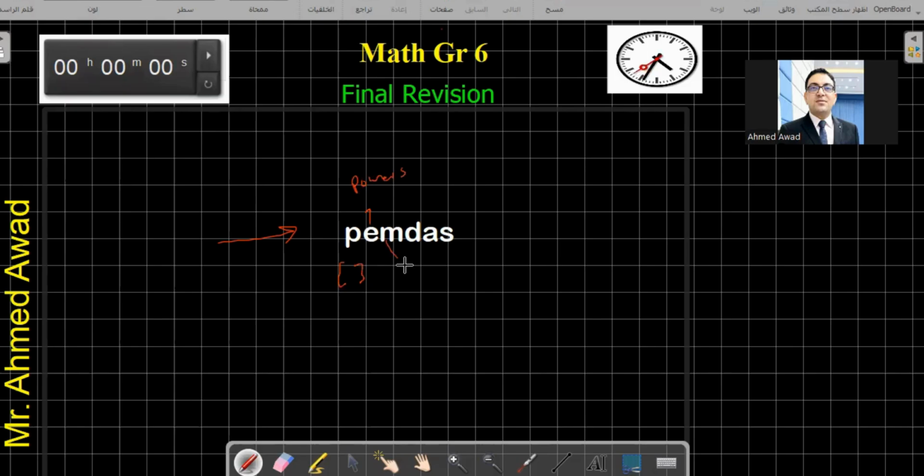M multiply, D divide. Then A addition, then S subtraction. So we always use this rule. We always start by parentheses, then exponent, then multiplication, division, addition, and subtraction. Let's take the first example.